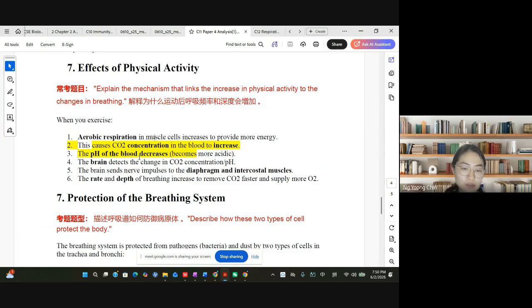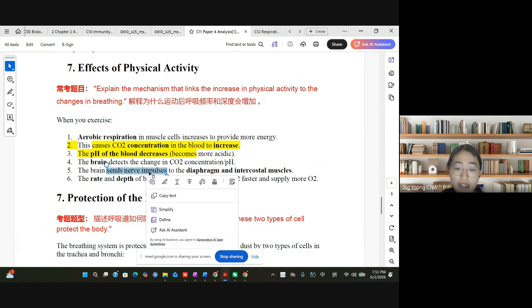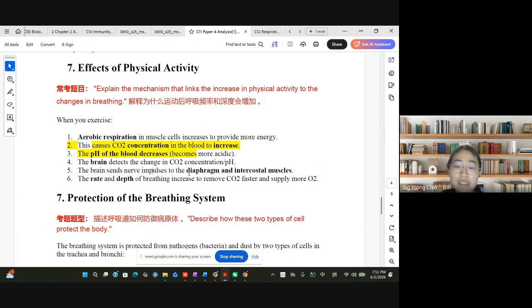The brain will respond to this increase in blood acidity by sending nerve impulses to the effectors. The effectors are the diaphragm and the intercostal muscles, which help to increase the rate of inspiration, which is the breathing. So they will increase the rate and depth of breathing to remove the carbon dioxide faster, and they will supply more oxygen. So that's why you can increase your breathing rate. Maybe in 1 minute you breathe about 70 times, and then in 1 minute you increase to about 90 times.